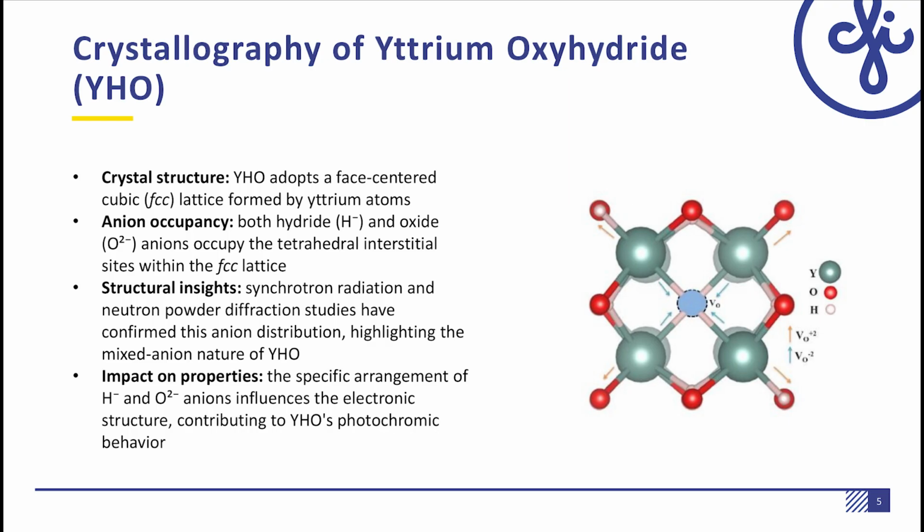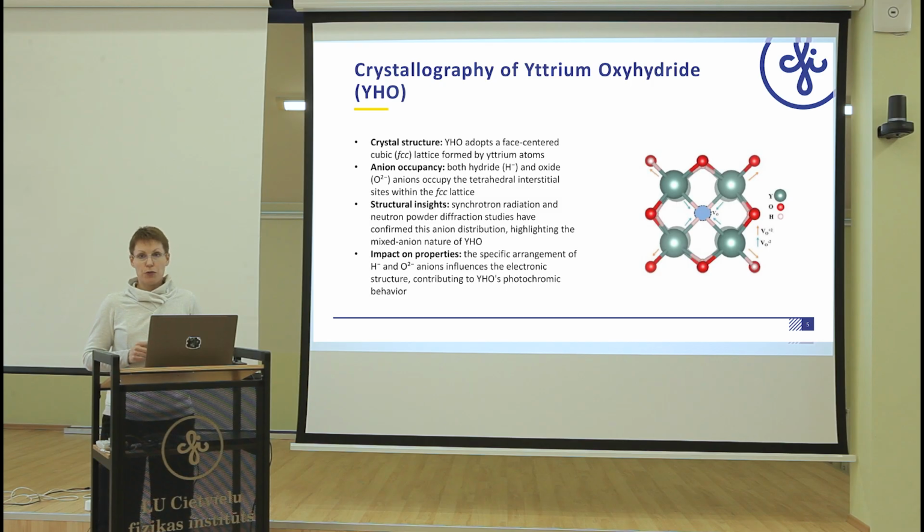Yttrium hydroxide has a face-centered cubic structure made up of yttrium atoms. Both hydrogen and oxygen atoms sit in the tetrahedral interstitial sites of this lattice. This specific position of hydrogen and oxygen ions plays a key role in shaping the electronic structure and drives yttrium hydroxide photochromic behavior.